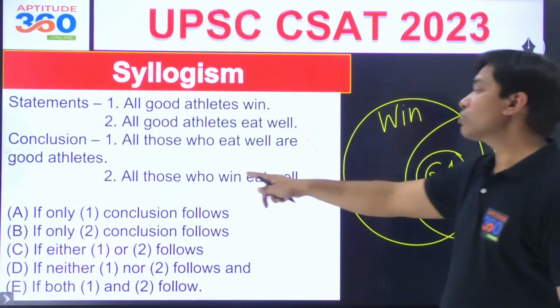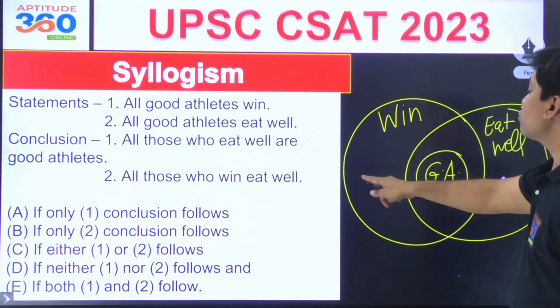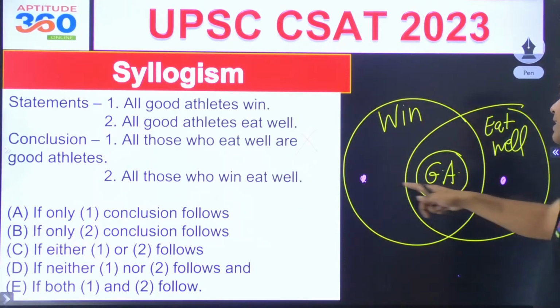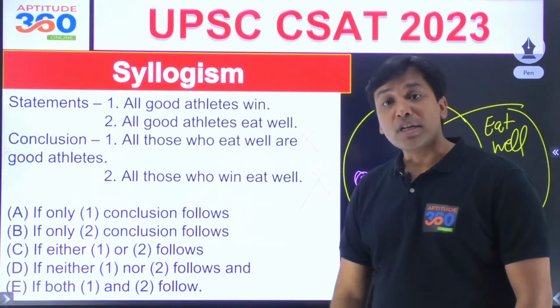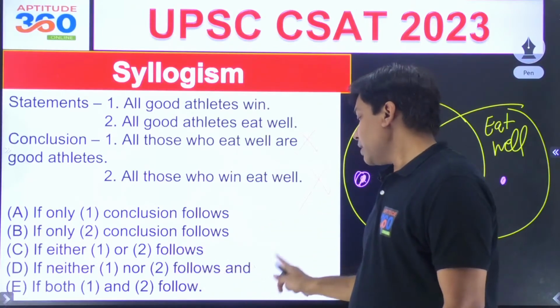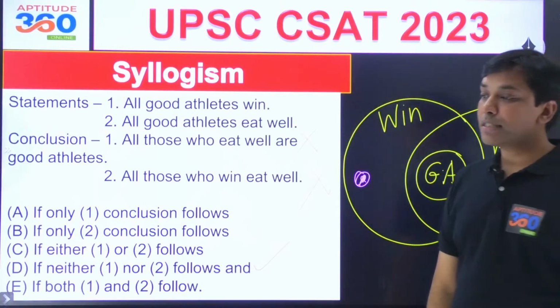And what is the second conclusion? All those who win eat well. ऐसा भी तो नहीं है, कुछ है यहाँ पे है जो overlapped नहीं है. So this is also gone. What is the answer out here? Option number D. Do you understand this?